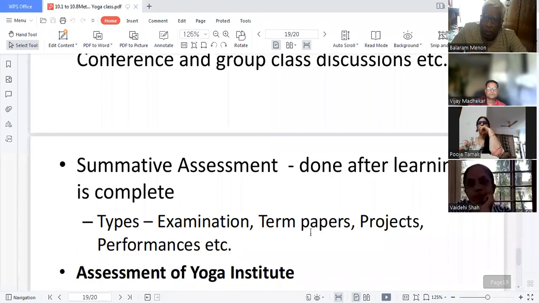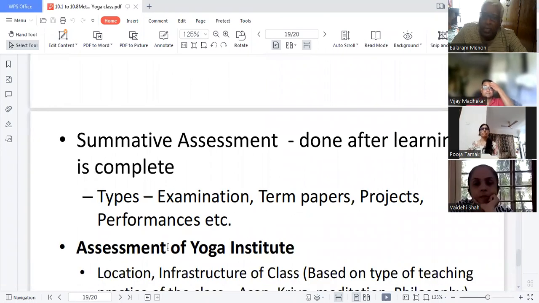Types of examination, term papers, projects, performance, etc. This is in case of examination, term paper. See, students who are coming to a yoga class, this examination is out of question. They just want to maintain their health and physiological well-being. So this is usually, suppose tomorrow we are taking examinations, or after 15 days we are going to the examinations on the practical.